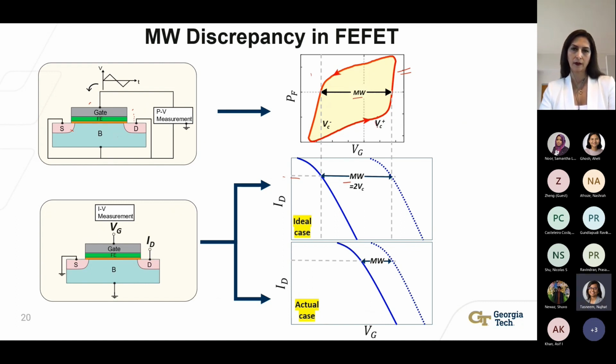So for example, if this is the positive coercive voltage and this is the negative coercive voltage, and this is the program and erase voltage, then in the ideal case, the memory window we get from the IV curve should be equal to 2VC. However, as we've mentioned before, this is not something we see experimentally. So if we denote the theoretical memory window as delta VP and the experimental memory window as delta VT, what we end up seeing is that delta VT is much, much smaller than delta VP. And this is the memory window discrepancy in FeFET.